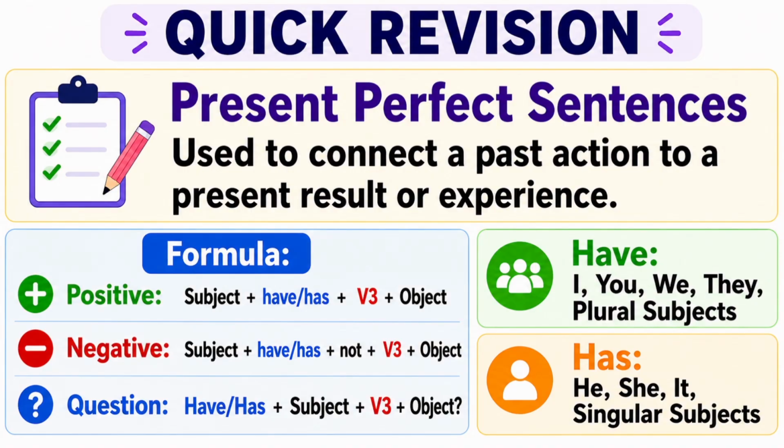Finally, remember this helping verb rule. Use have with I, you, we, they, and all plural subjects. Use has with he, she, it, and all singular subjects.